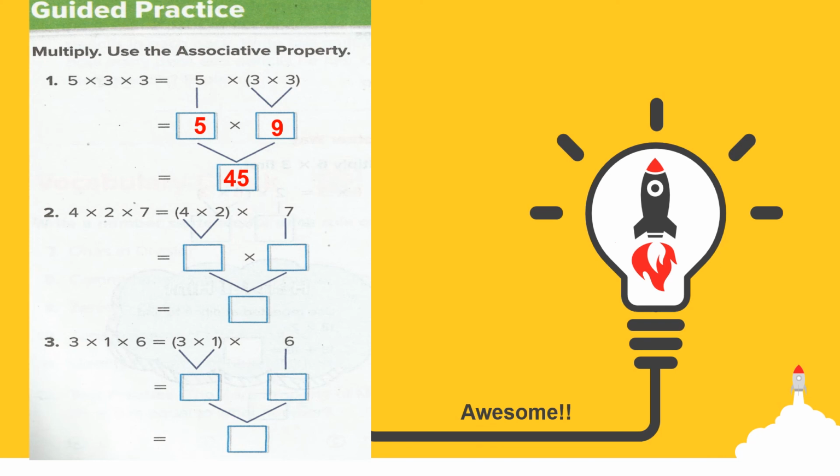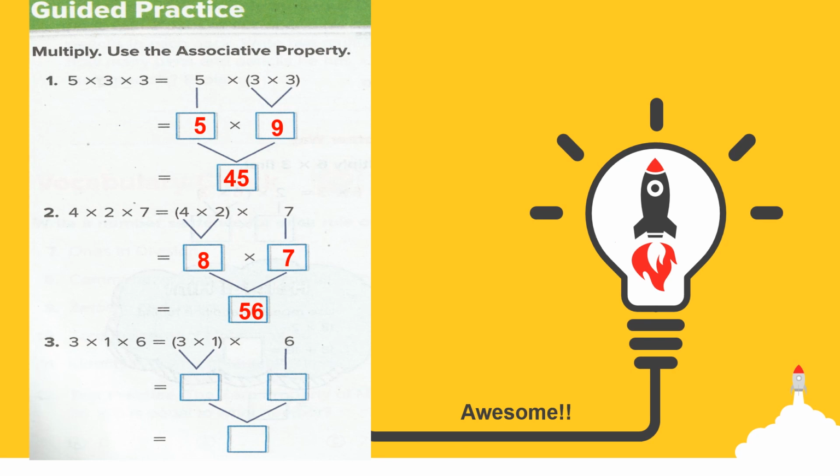Exercise number 2. 4 times 2 times 7. We have grouped 4 times 2. So let's multiply, and that will give us 8. We bring down the 7 and we multiply 8 times 7, which equals 56.